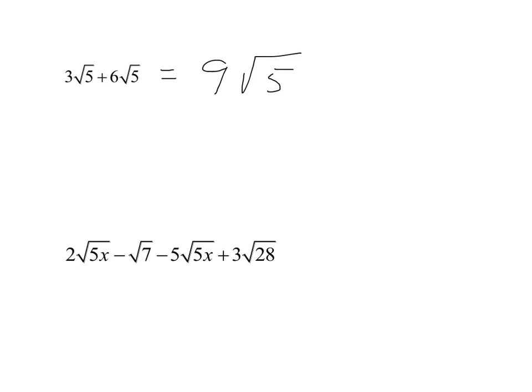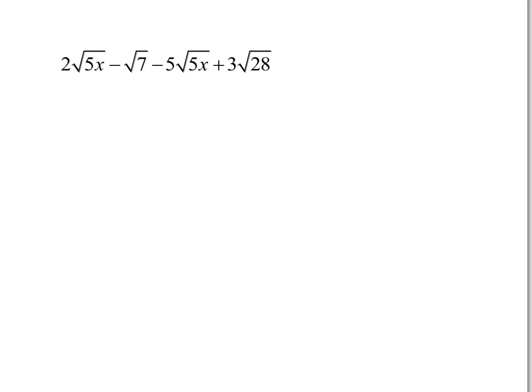Here, let's look for stuff that's the same. So I've got a rad 5x and a rad 5x. So I can combine those two together. So 2 of them minus 5 of them is going to give me negative 3 of them.